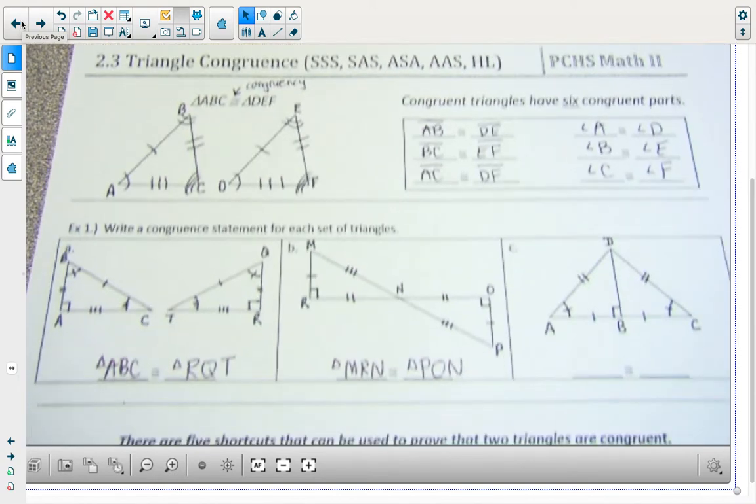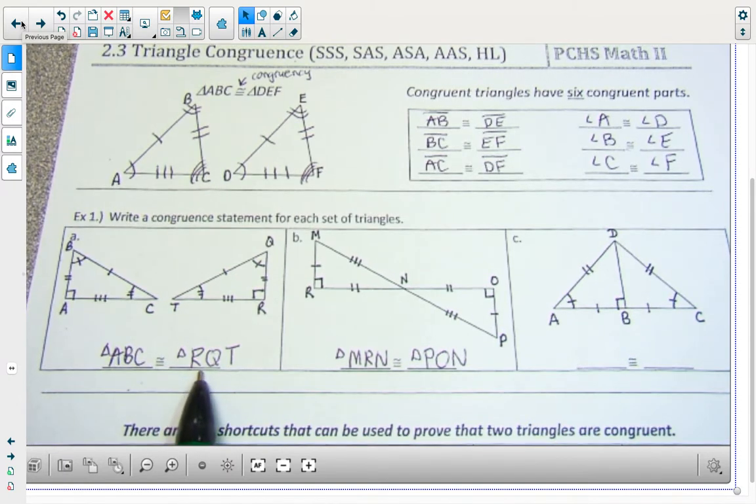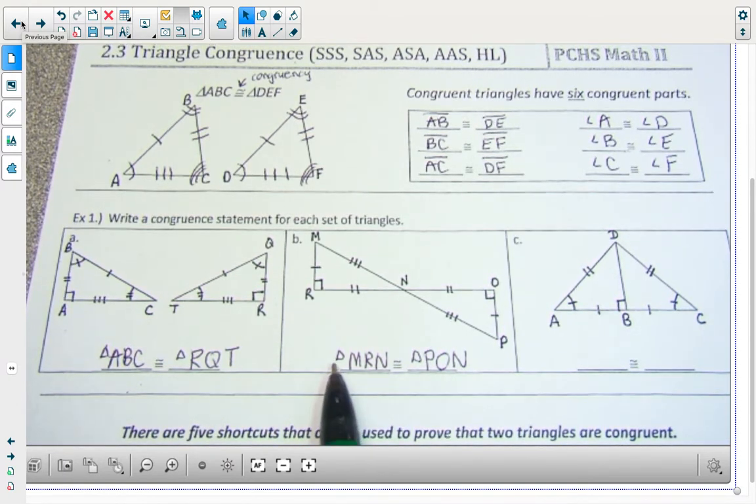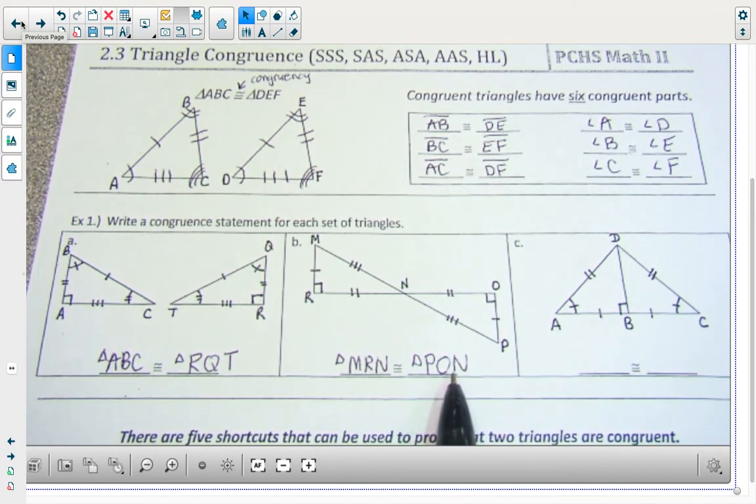Again, oh, sorry, you can't see, my bad. So triangle ABC is congruent to triangle RQT. My apologies for that. And then triangle MRN is congruent to triangle PON.